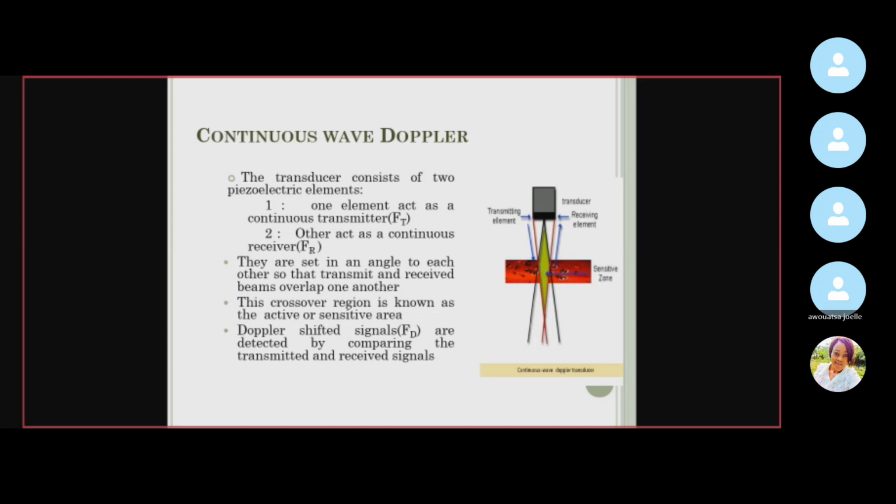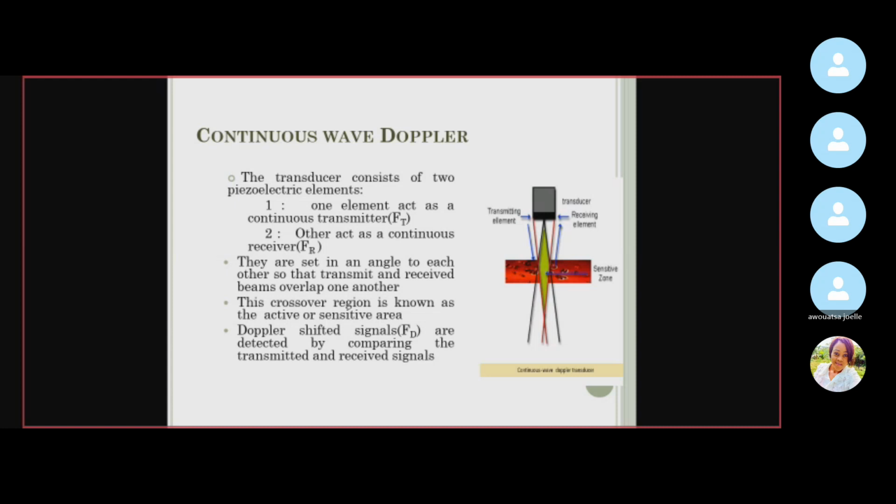These two elements are set at an angle so that both beams overlap. In the picture you can see the green area, that is the area where we get the transmit and the receive signal. The crossover region is known as the active or the sensitive area.